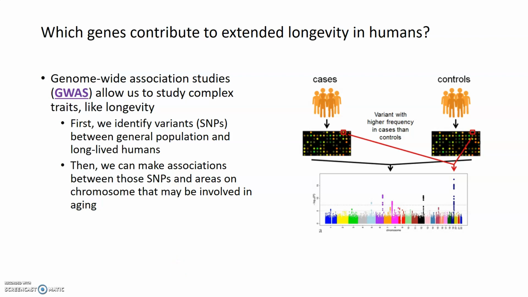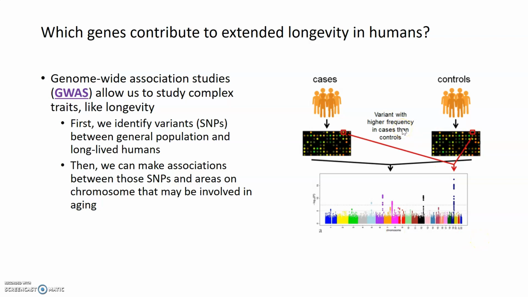In the first portion of this lecture, we talked a little bit about why it's difficult to study the genetics of human longevity, but that we are able to do it using a particular technique called genome-wide association studies, or GWAS. GWAS allows us to study many different complex traits, like aging and longevity. The way it does that is by comparing the genomes of a case group to the genomes of a control group, looking for differences between the two, and then identifying where those differences are on your chromosomes.